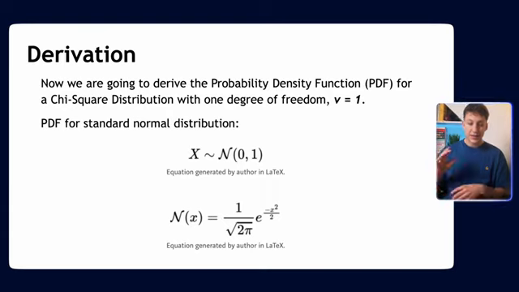So, like I said, we can start deriving the chi-square distribution by first going from the normal distribution. So let's say we have a chi-square distribution with 1 degree of freedom. The normal distribution for that looks like this, right? This is a standard normal distribution with a mean of 0 and a variance of 1. And this is what it looks like in PDF form. So this is the PDF for it, the probability density function.